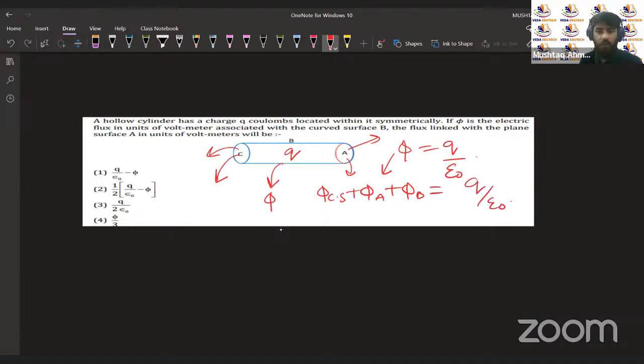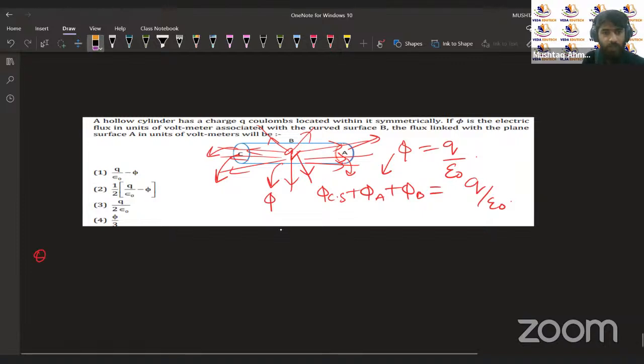And we know that the electric field due to this point charge will be like this, right? So this will be the electric flux due to this point charge. It means that whatever the flux through the curved surface and through plane surface C, the same will be the flux associated with the plane surface A, right? So the flux through A, phi A, will be equal to phi B. Phi A will be equal to phi B.